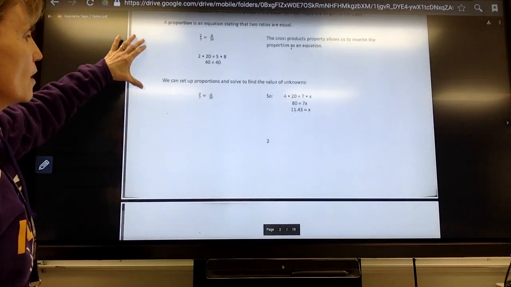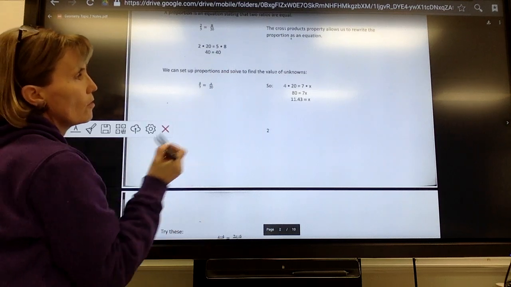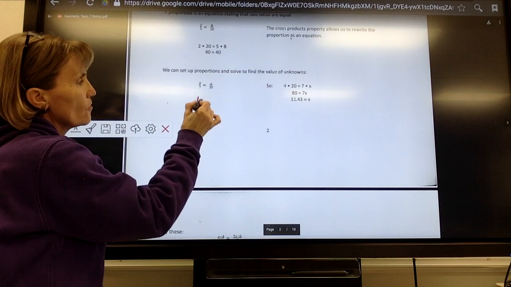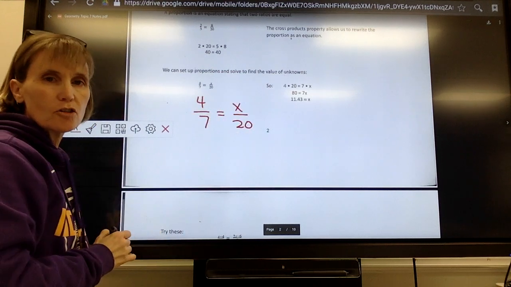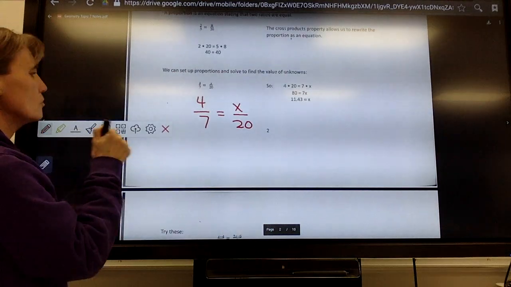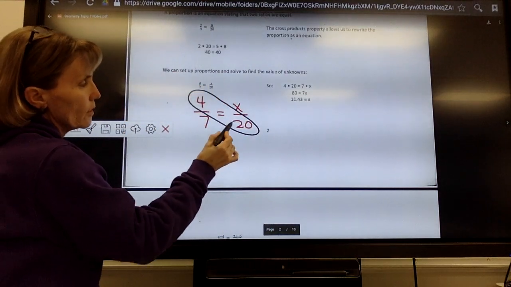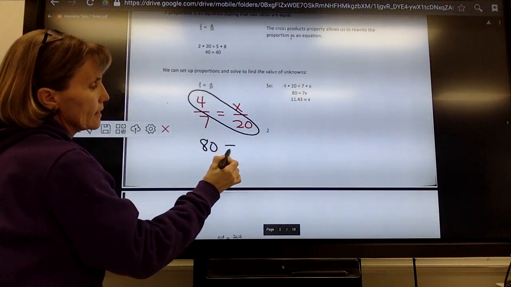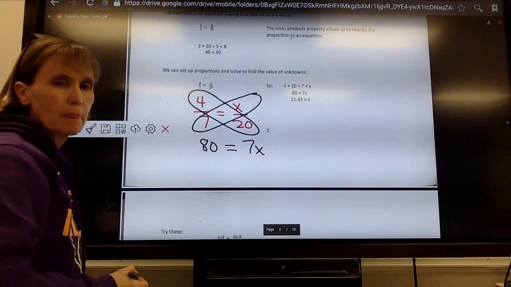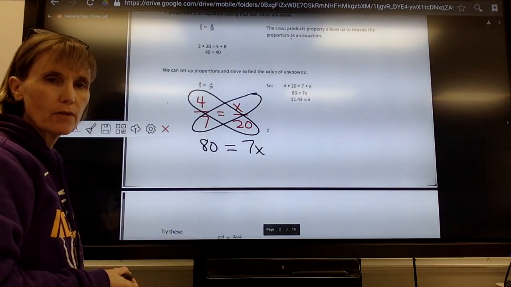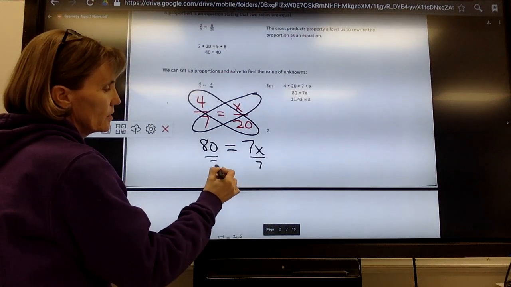For example, at the bottom of page 2, if we can set up a proportion, we can solve for the value of unknowns. This says 4 over 7 equals x over 20. So the way to solve that is to look at the cross products. I can take 4 times 20. 4 times 20 is 80, and I set it equal to this product, 7x. Now, that's something we know how to solve. How do we solve for x? Okay, we're going to divide both sides by 7.